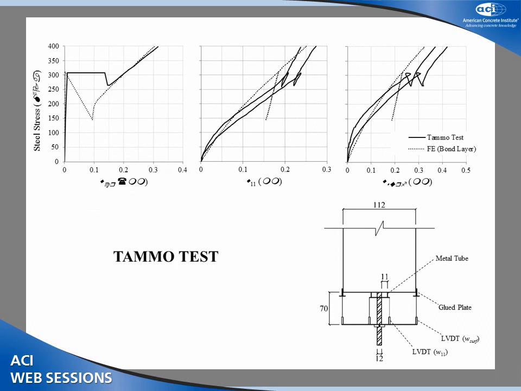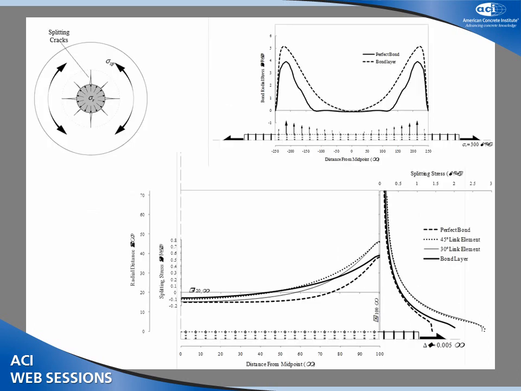So, with the verified finite element model, again comparing the bond layer model, you see that the bond layer is giving higher radial stress. These are radial stresses. If you use just perfect bond, which is sharing the node between the steel and concrete, just simply sharing the node, then you will underestimate these radial stresses. Bond layer is closer to the actual.